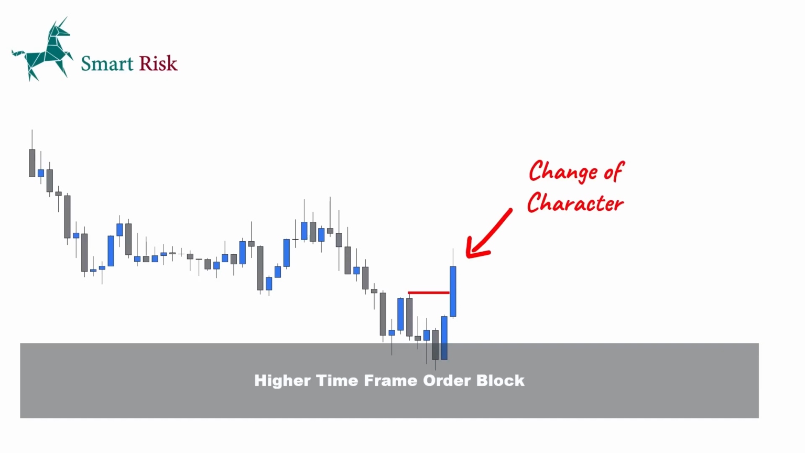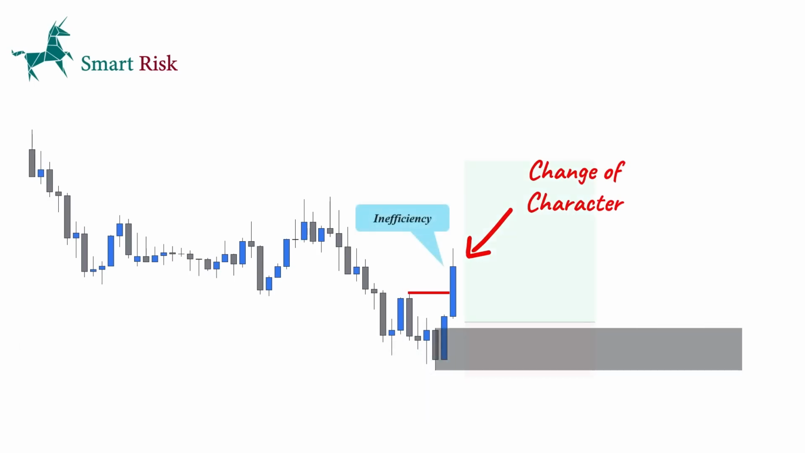Usually, we witness 2 common patterns, and this is the way we place our orders. The first pattern is when the change of character move creates inefficiency and a valid order block. So we place our order a spread size above the order block and put our stop loss a couple of pips below the lowest point of the zone.